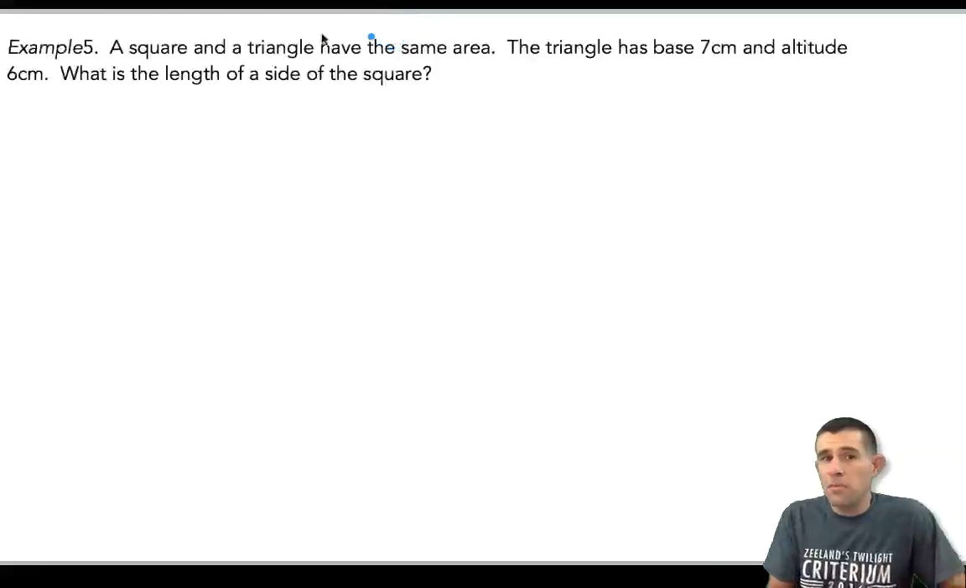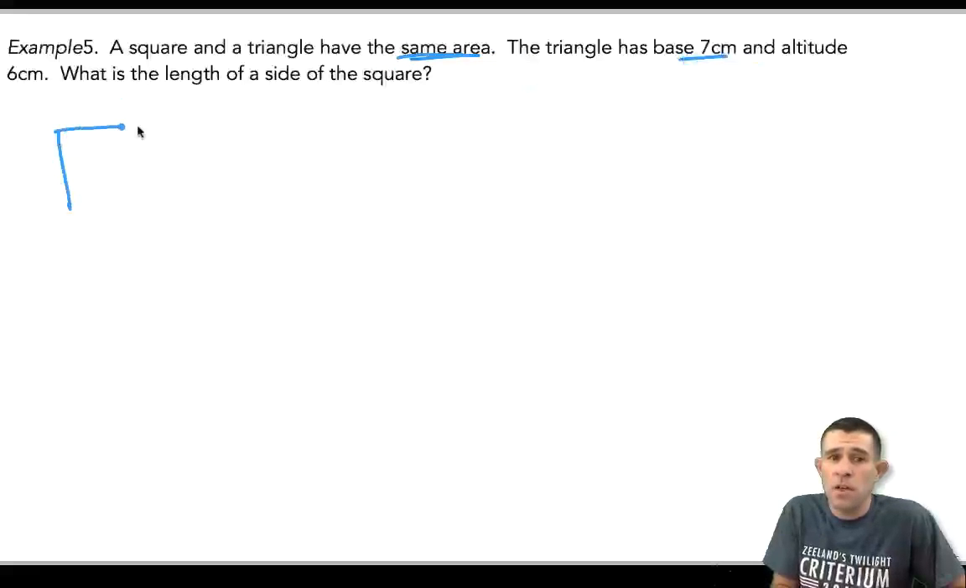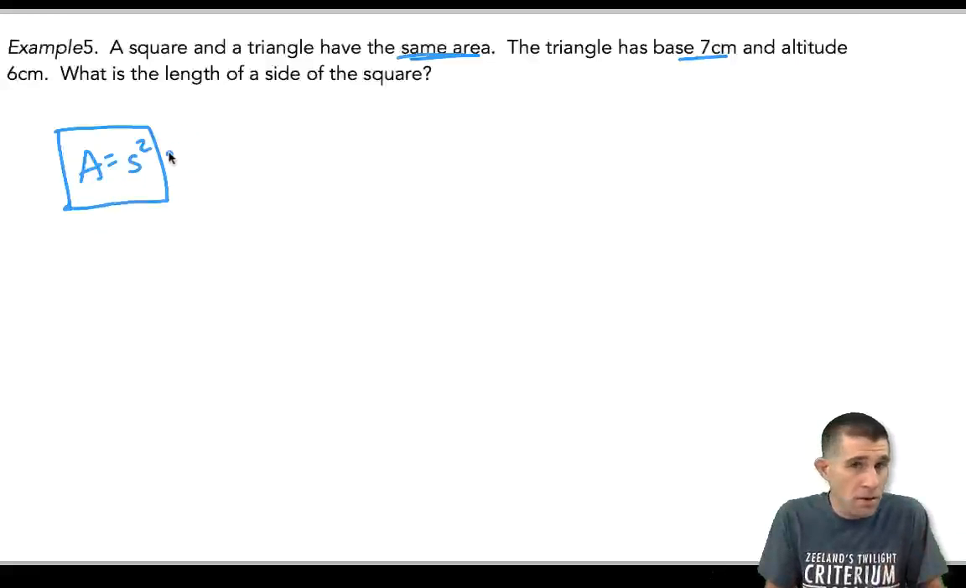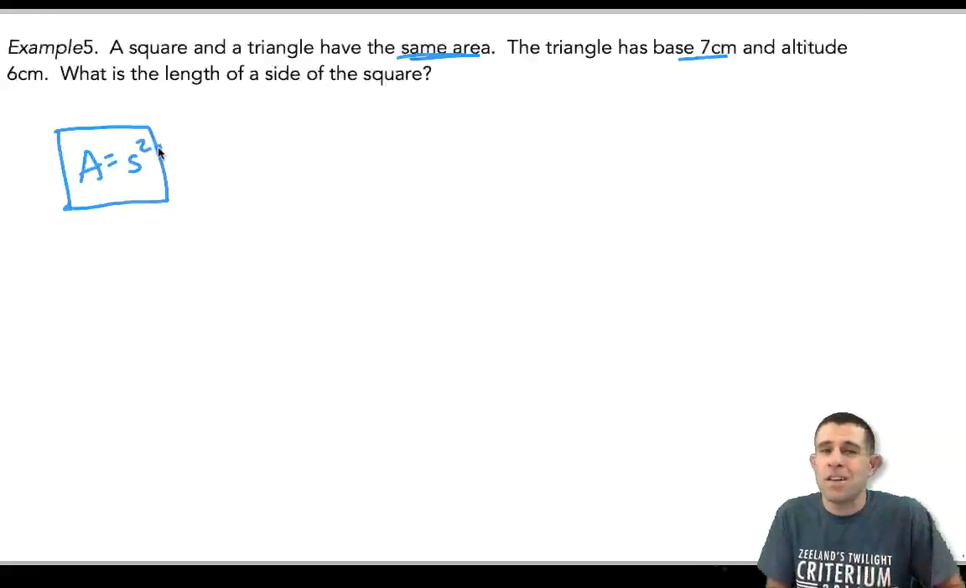All right, in example 5, here we see that we have a square and a triangle that have the same area. The triangle has a base of 7 and an altitude of 6. So let's start off by drawing ourselves a square. Here's a square. Its area is known as side squared, or base times height, but base and height are the same for a square, so it's just side squared.